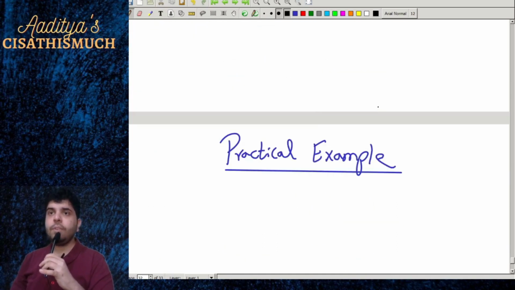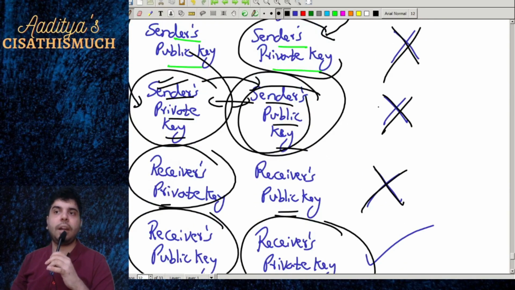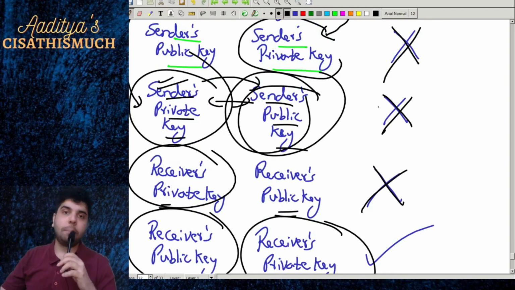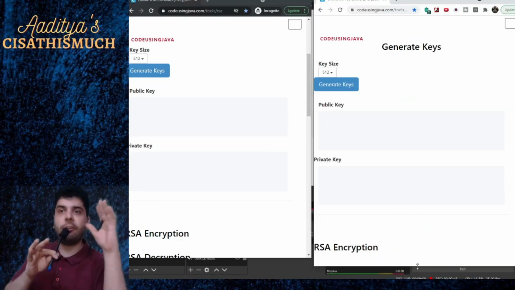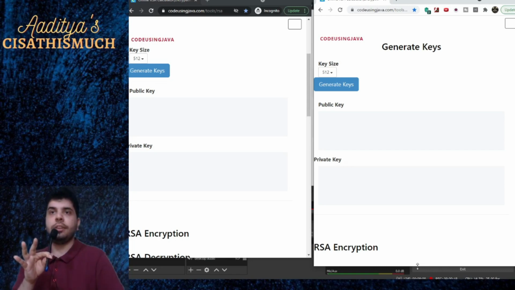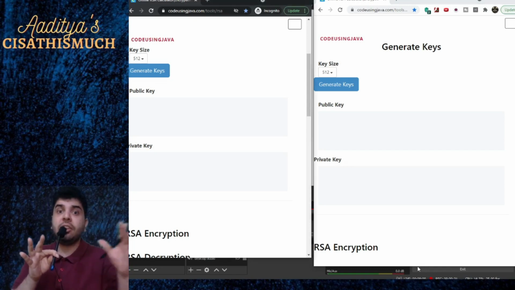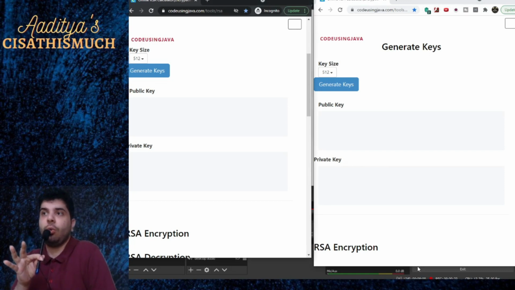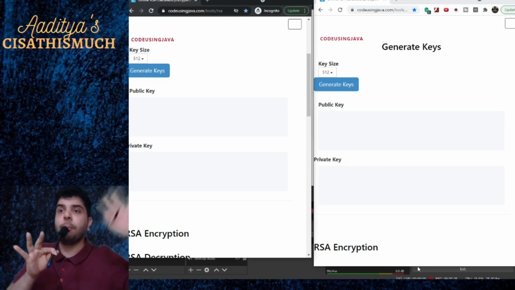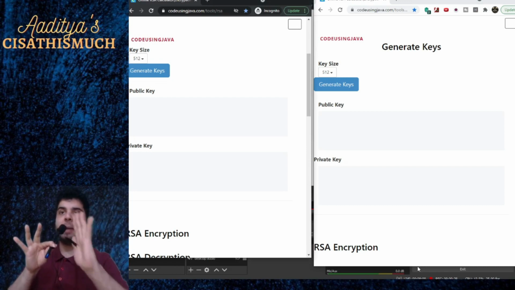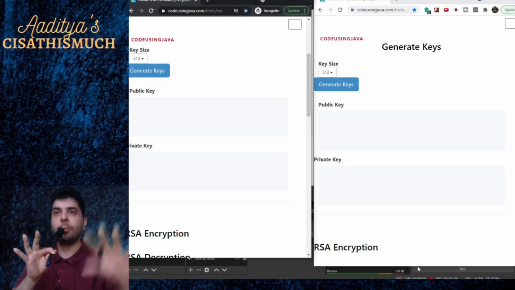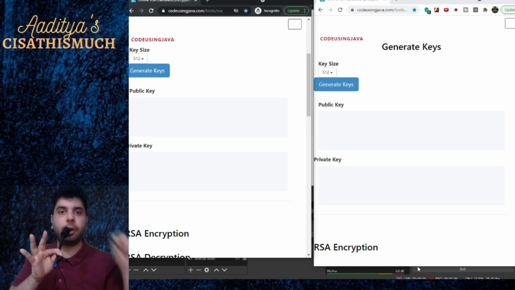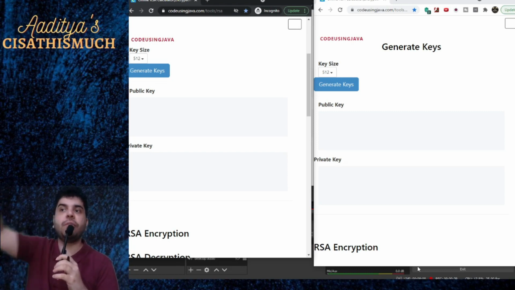Alright, now let's look at one practical example to understand this whole thing. Whatever we have learned till now, we will look at one practical example. Now there are two screens in front of you. Let's assume that the first one is the sender's computer, and the second window is the receiver's computer. For the time being, let's imagine that I have divided my entire screen into two parts.